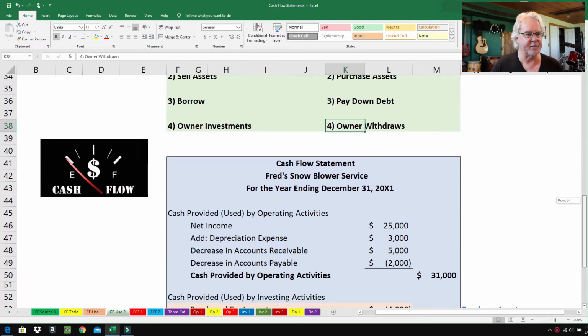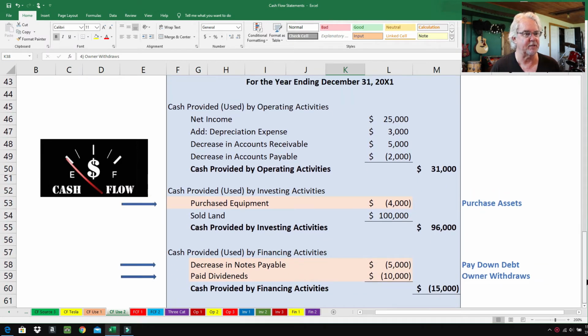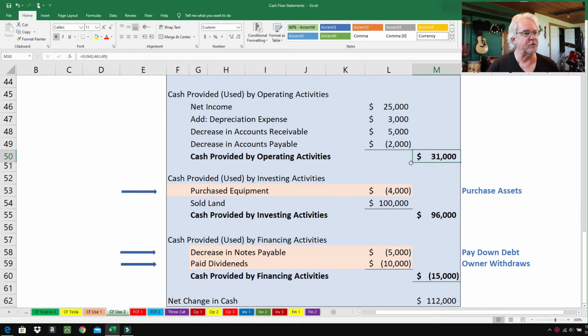So coming down here to the cash flow statement, once again, this is the exact same cash flow statement as up above. I'm just marking it up a bit so it's easier to understand. So here we go once again. So folks, a big source of cash for Fred is his operations. That's a very good sign. That's the first place I look.